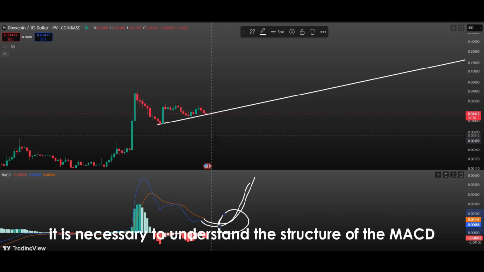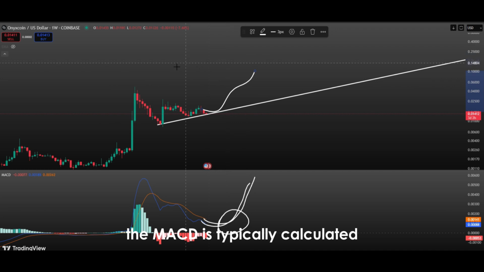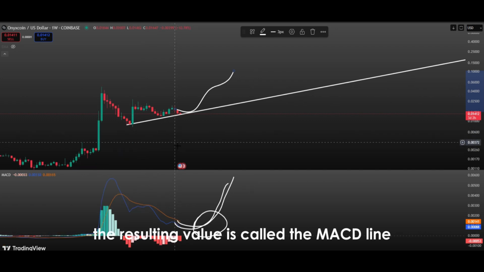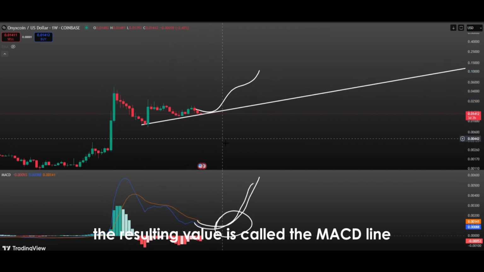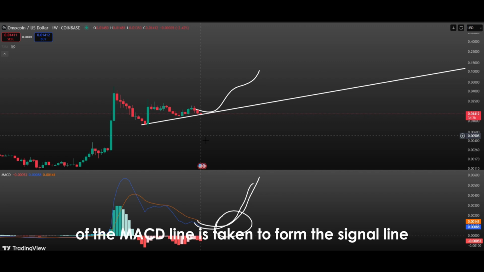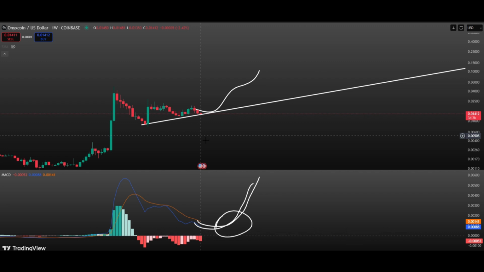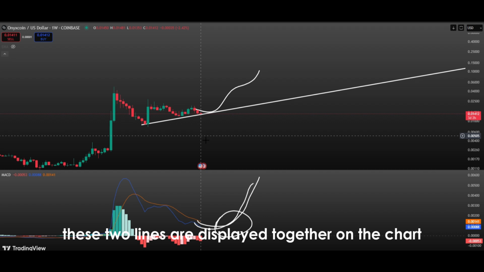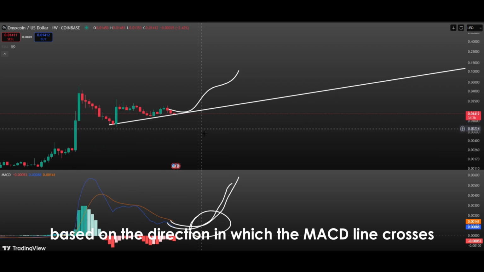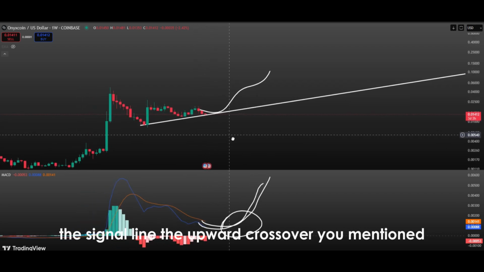First, it is necessary to understand the structure of the MACD. The MACD is typically calculated by subtracting the 26-period exponential moving average from the 12-period EMA. The resulting value is called the MACD line. In addition, a 9-period EMA of the MACD line is taken to form the signal line. These two lines are displayed together on the chart. Investors make buy or sell decisions based on the direction in which the MACD line crosses the signal line.